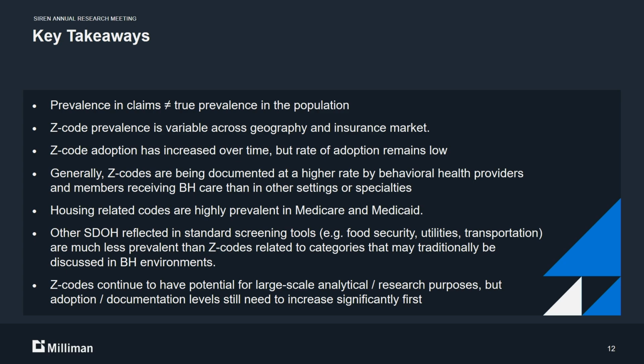And then I think the last thing is that a lot of the social determinants of health Z codes that are being documented are related to behavioral health environments and topics related to behavioral health, such as relationships. There might be something we can learn about how those types of Z codes are being used in those settings, why providers are documenting, and what allows them to capture that information.